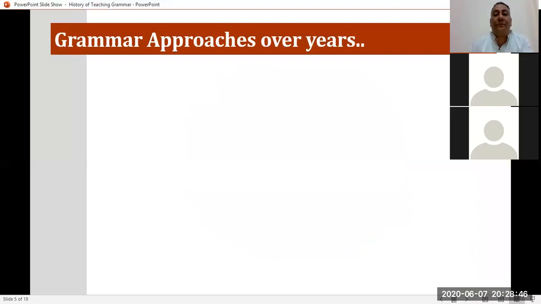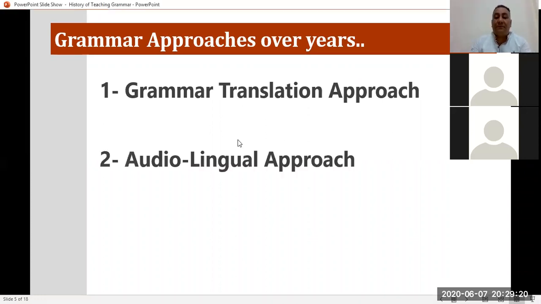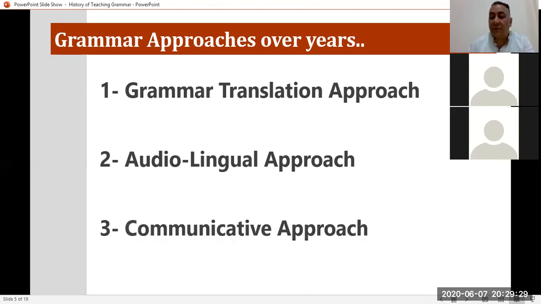And now go to our main course for today: grammar approaches over years. عبر السنين كده تطورت تدريس الجرامر من A ل A وكان ازاي واصبح ازاي. The first approach: grammar translation approach. Second one, audiolingual approach. The third one, communicative approach.